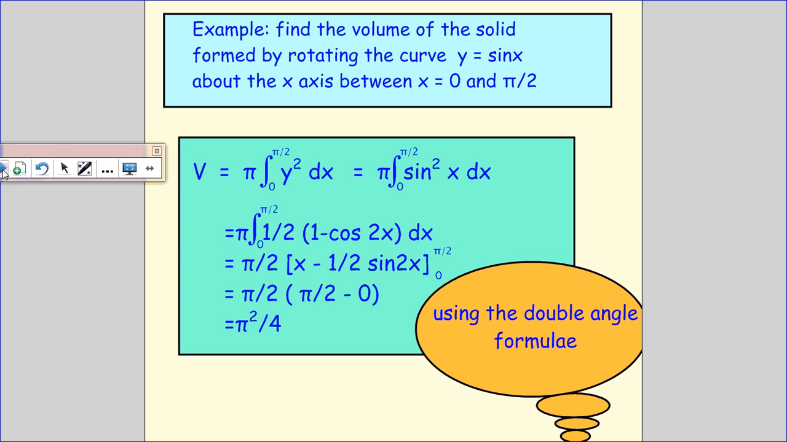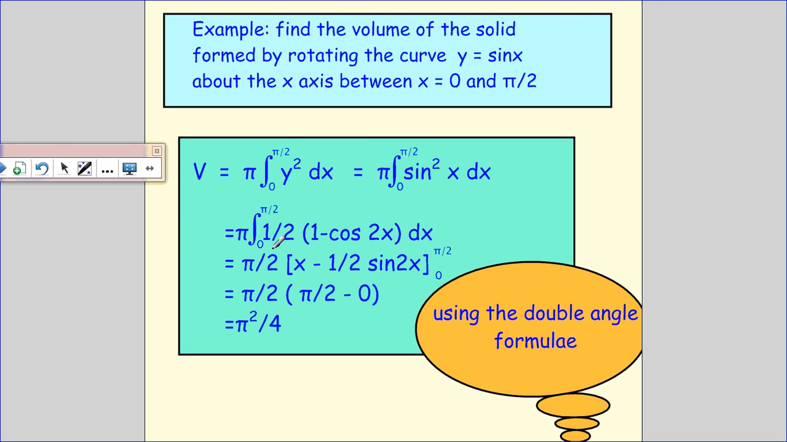Okay, so find the volume of a solid formed by rotating the curve y equals sine x about the x-axis between x equals 0 and pi over 2. I like this example because it allows us to revise using trig identities to solve integrals. Again, we're rotating about the x-axis, so we want the dx, which goes with the y squared, so we substitute our y squared in there. If you can remember, the double angle formula can be rearranged to give you sine squared x equals a half (1 minus cos 2x).